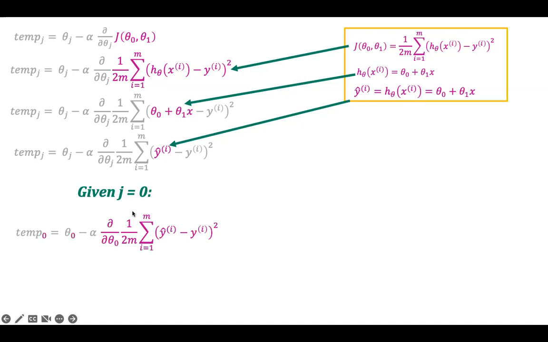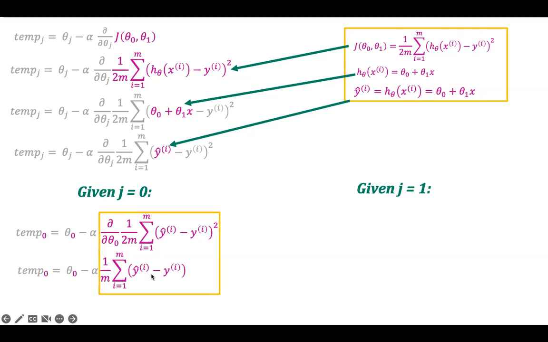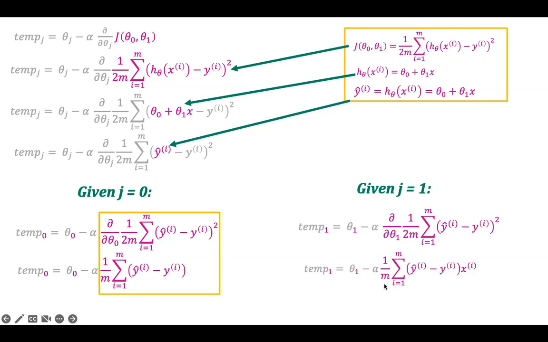If j is equal to 0, we simply replace j with 0, and it is equivalent to this. The partial derivative is essentially equivalent to 1 over m times the sum of the differences, or the errors. If j is equal to 1, on the other hand, we get the partial derivative of this cost function J with respect to theta 1. This partial derivative is equivalent to 1 over m times the dot product of the error and x.